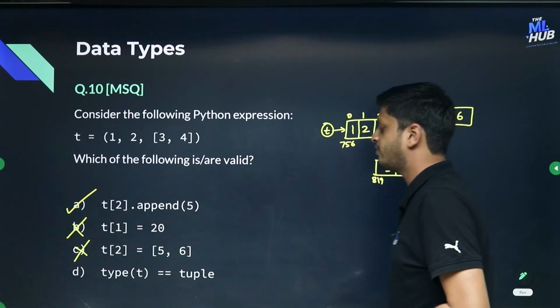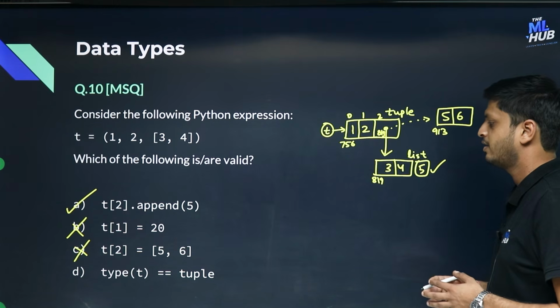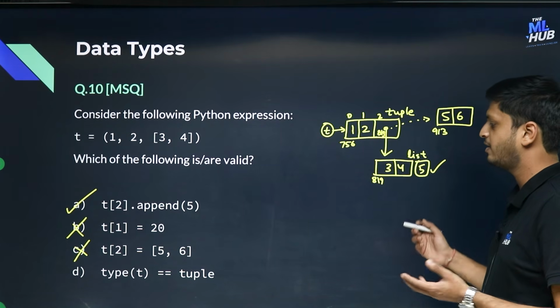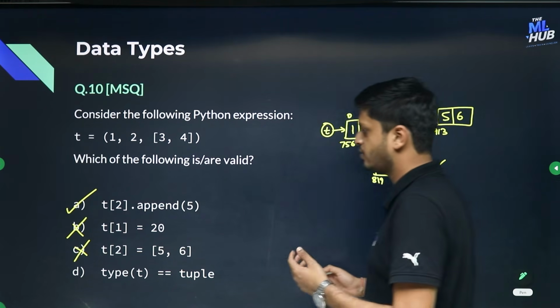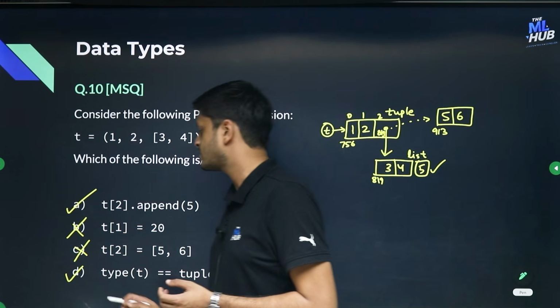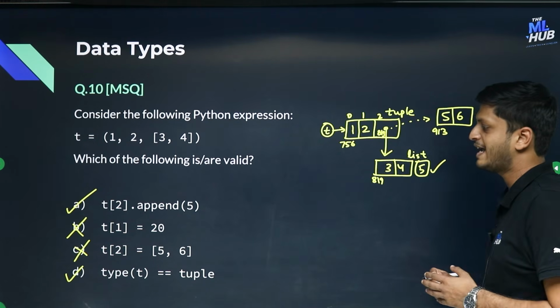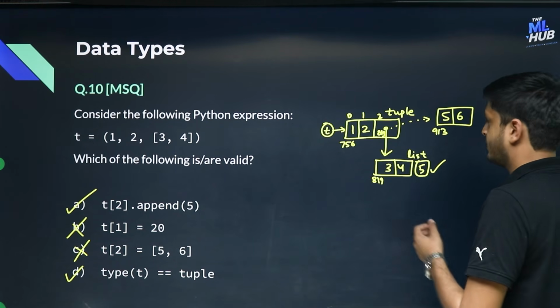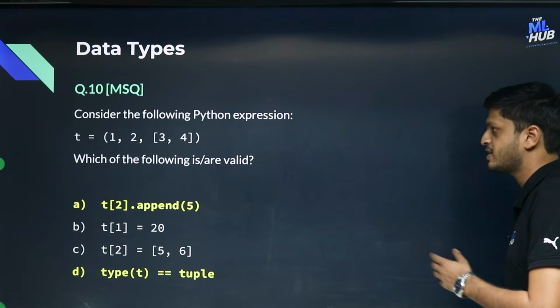Then we have type(t) == tuple. So yes, type of t is actually tuple, and this operation is valid. You will get the answer as true. So this is a valid operation. Options A and D are correct. B and C are incorrect here.